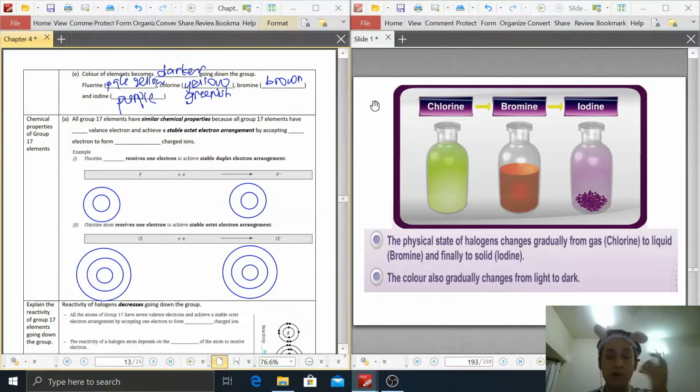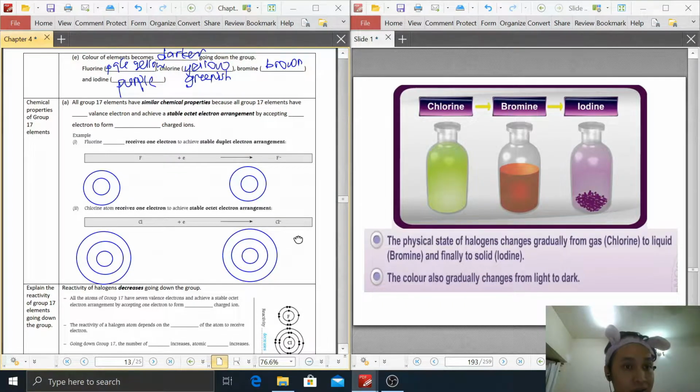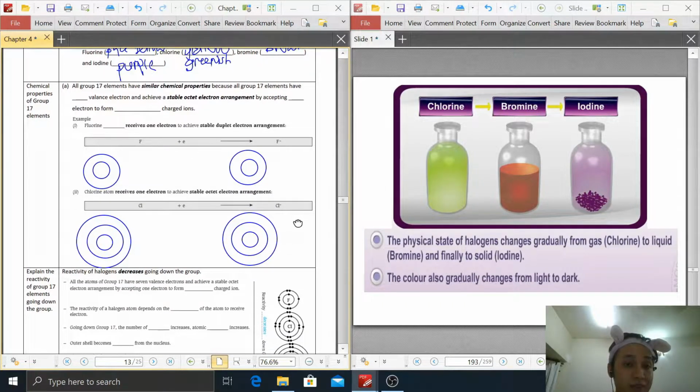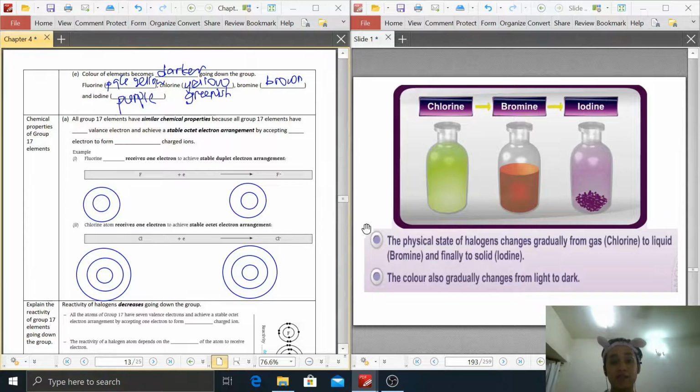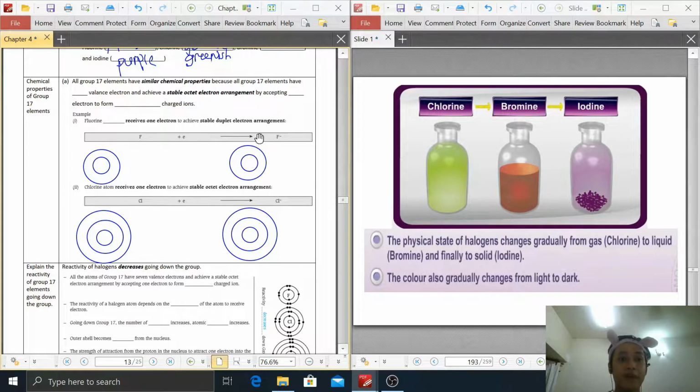Okay, so you need to remember the colors of the halogens. Very, very important. Right? So, without further ado, now let us go into the chemical properties. Alright, so that is it for the physical properties. Important is the color and also the physical state. Okay, so chemical properties. Alright, remember if you have similar chemical properties, it's because you have a similar valence electron.